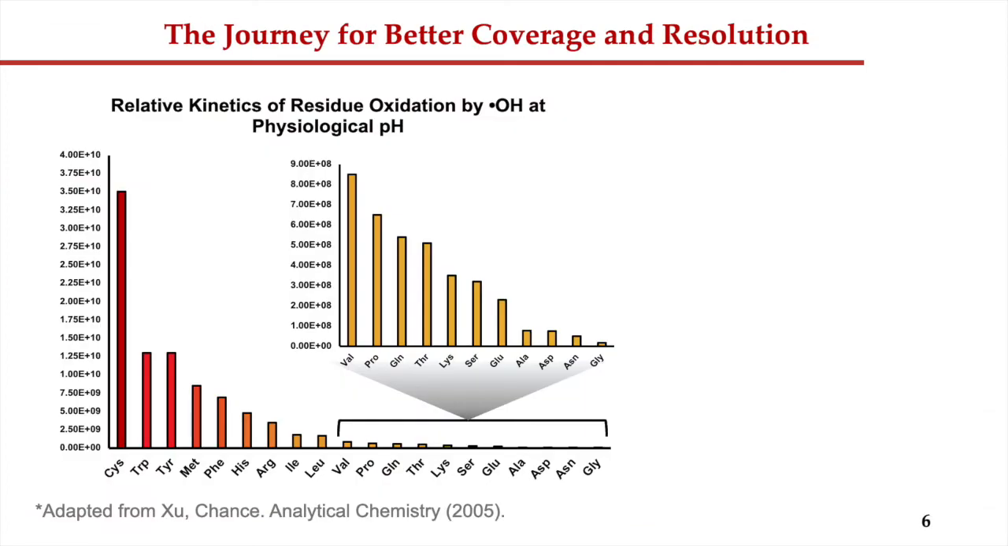And people have been doing this for a while and have observed that we can label all 20 amino acids with a hydroxyl radical at physiological pH. However, some residues like cysteine or tyrosine tend to be much more reactive and are labeled much more efficiently. Whereas some residues like glycine and alanine are labeled at a much lower rate, and we don't see them labeled as much as we'd like to.